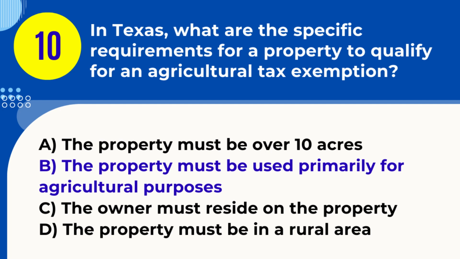Explanation. To qualify for an agricultural tax exemption in Texas, the property must be primarily used for agricultural purposes, such as farming, ranching, or wildlife management.